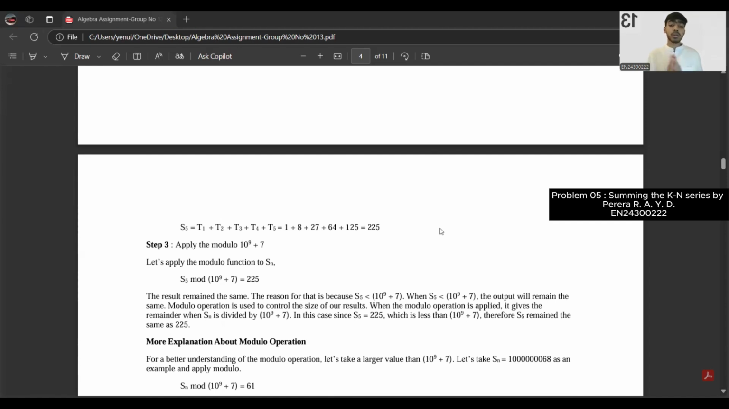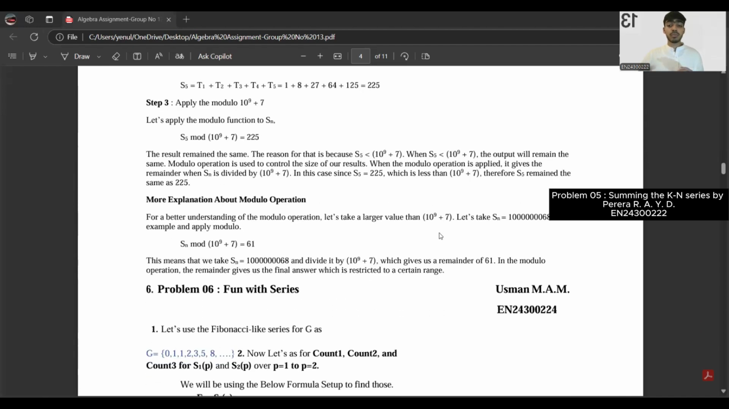To understand the modulo operation better, let's take a larger value. In this case, we have taken Sn equals 10 to the power 9 plus 61. As you can see, the answer we got was 61. That's because when Sn is divided by 10 to the power 9 plus 7, it gives us a remainder of 61. In the modulo operation, the remainder gives us the final answer, which is restricted to a certain range.